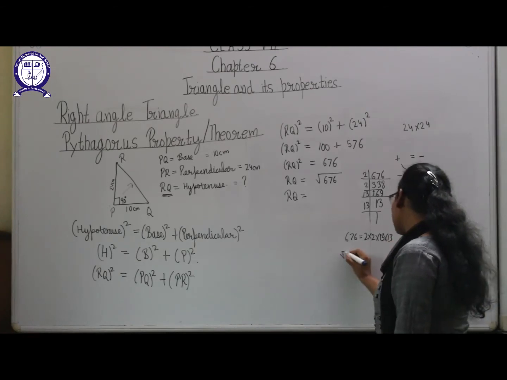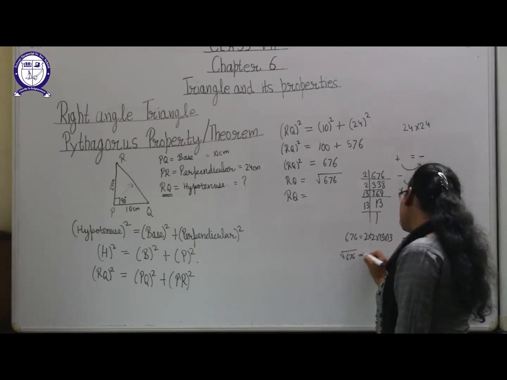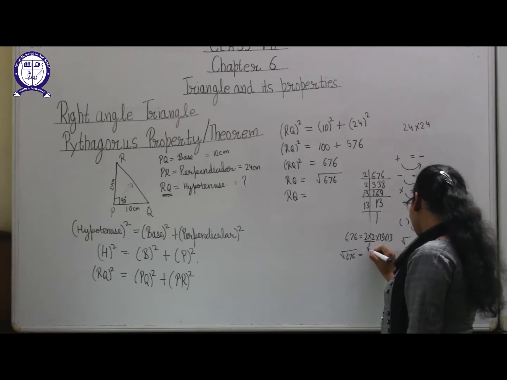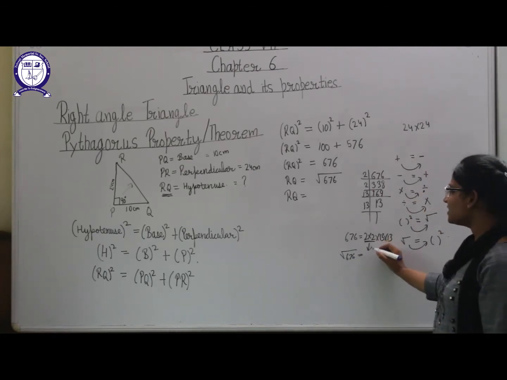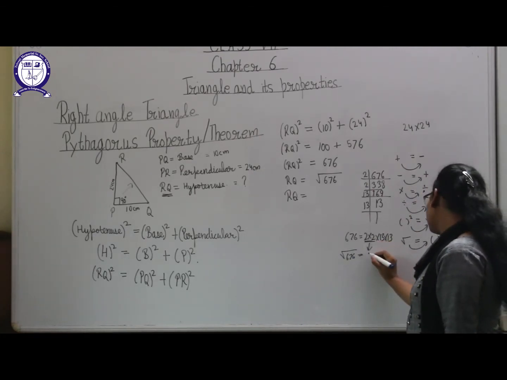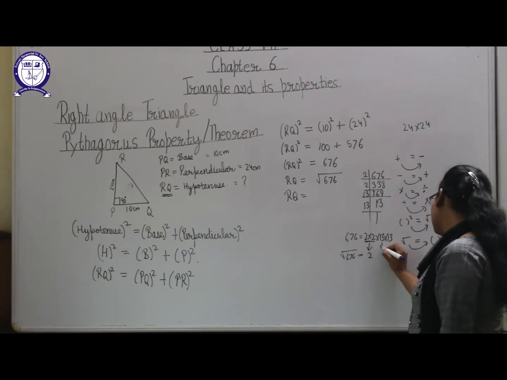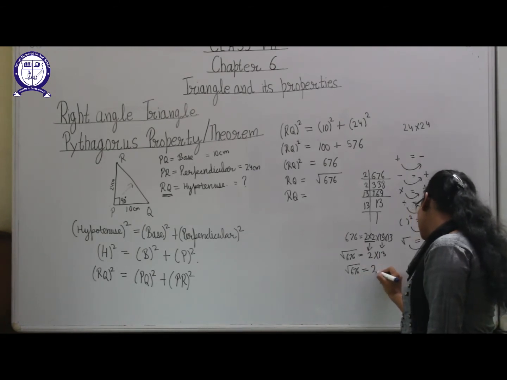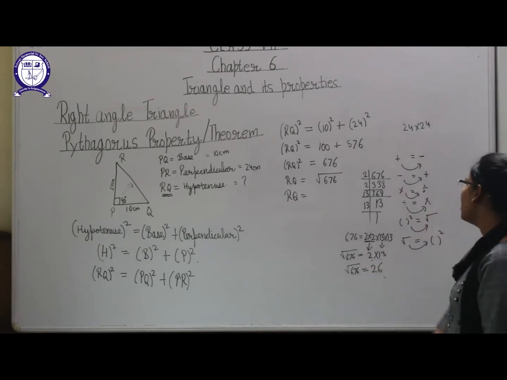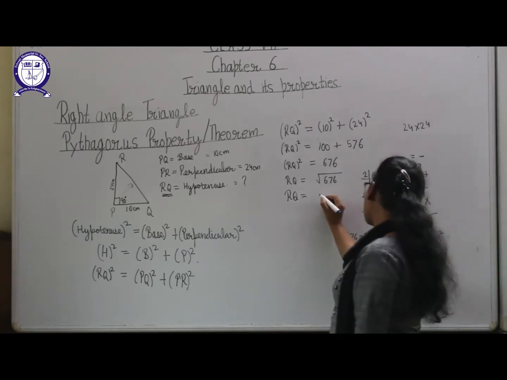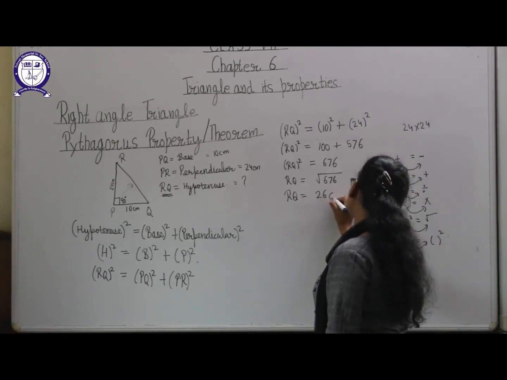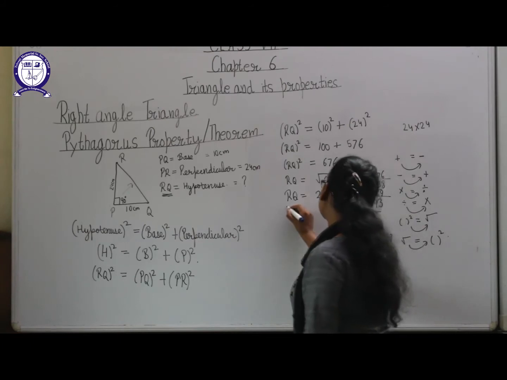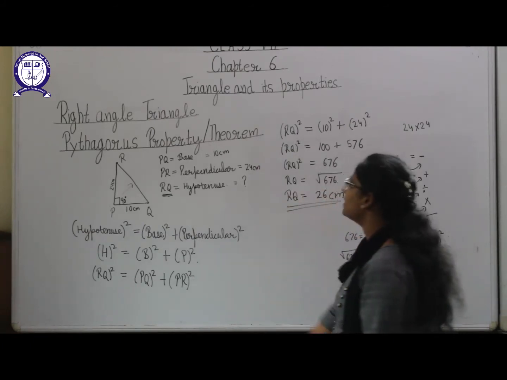And if we have to get its square root, what will we do? We will do the pairing and write it as one unit only. So 2 into 2 will be 2 and 13 into 13 will be 13 here. So we get root 676 as 26, because 13 times 2 is 26. So we get RQ as 26 centimeter. So our hypotenuse here is 26 centimeter.